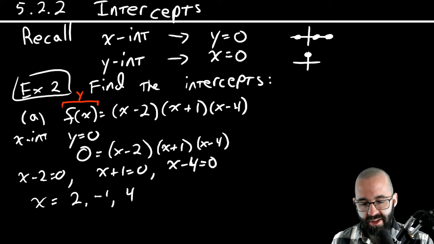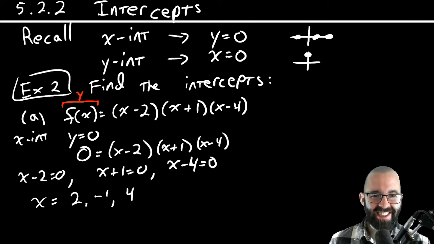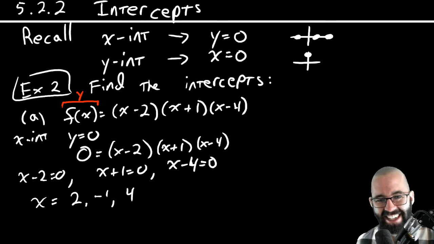My 4 really looked like a y there, and it made me pause. I was like, x minus y equals 0. Jason, what are you doing?